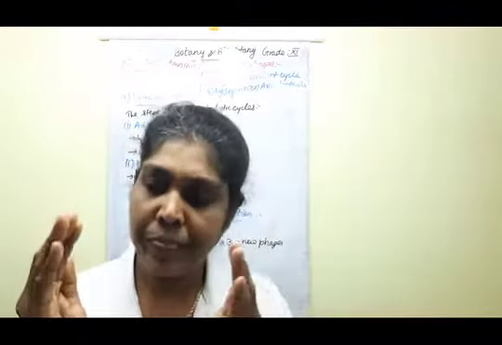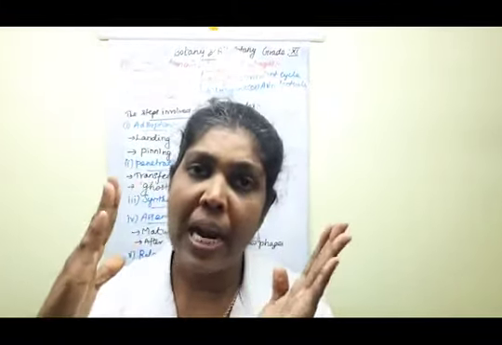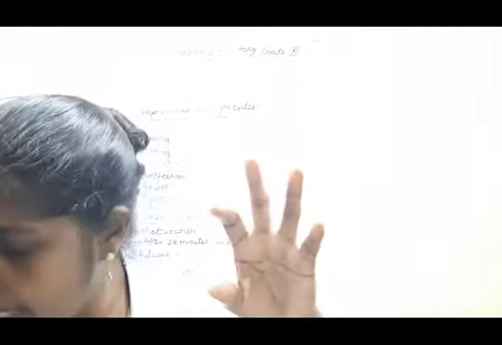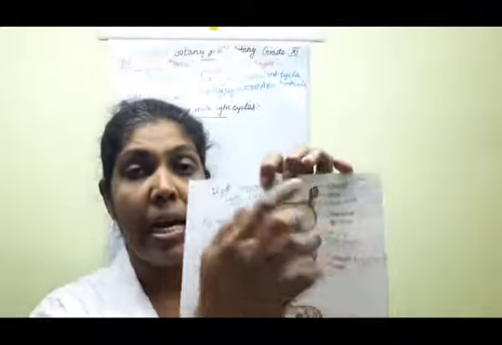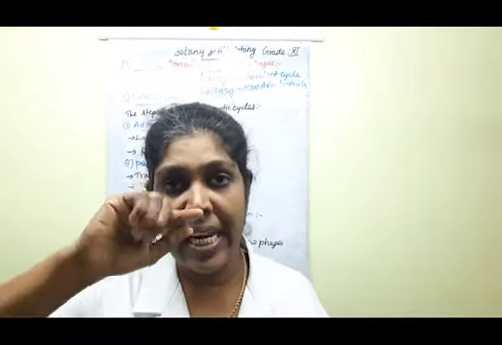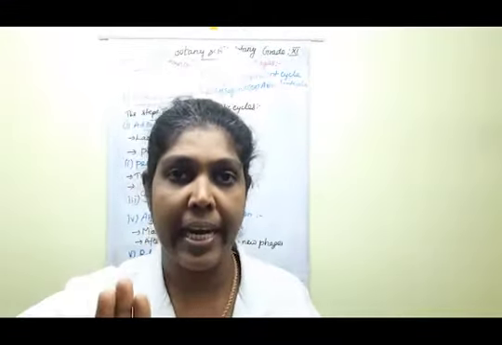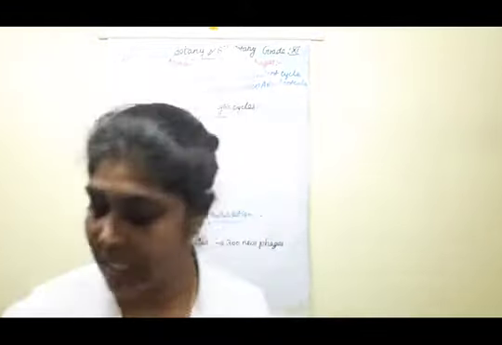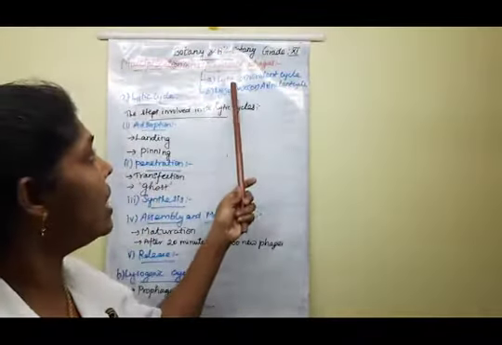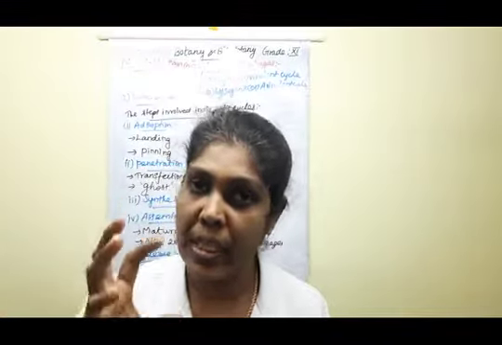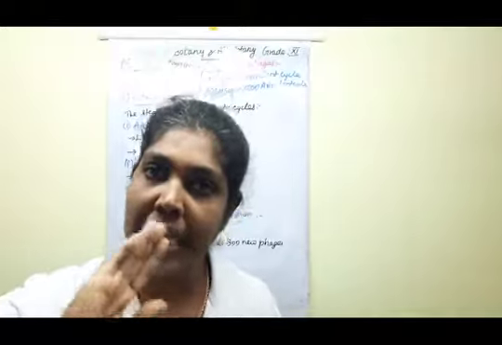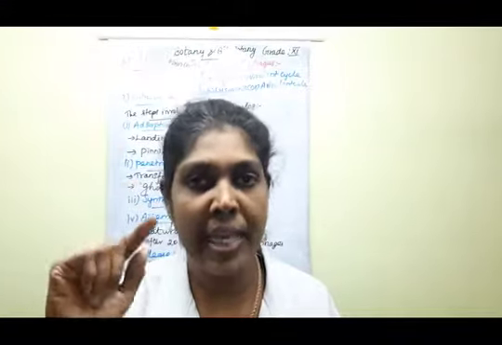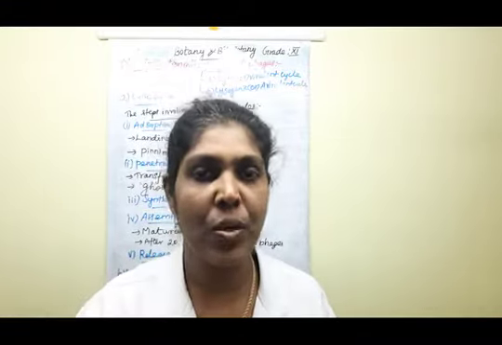What do you mean by the lytic cycle? All of you listen. This is the phage particle. In this, the phage DNA is not integrated with the bacterial chromosome. That type is known as the lytic cycle. Clear, children? The phage DNA is not integrated with the bacterial chromosome. That is known as the lytic cycle.